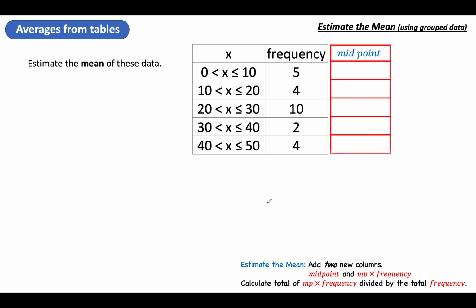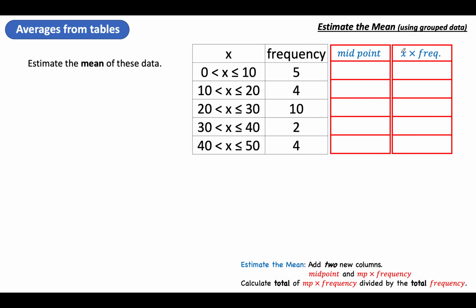We've unpaused. Now I need my two new columns. Of course, that shouldn't be X. That should be midpoint. So what's the midpoint? It'll be 5, 15, 25, 35, and 45. Okay, then midpoint times frequency.